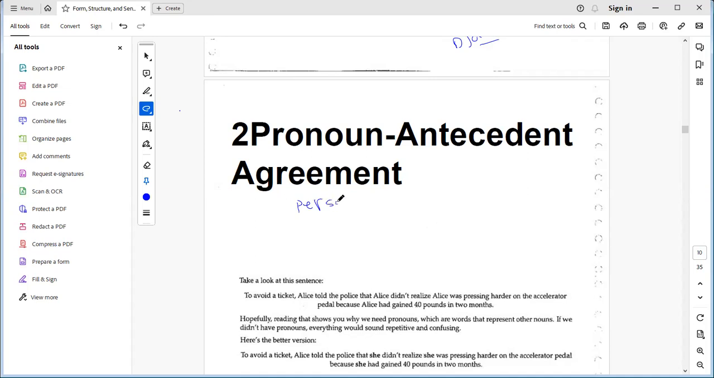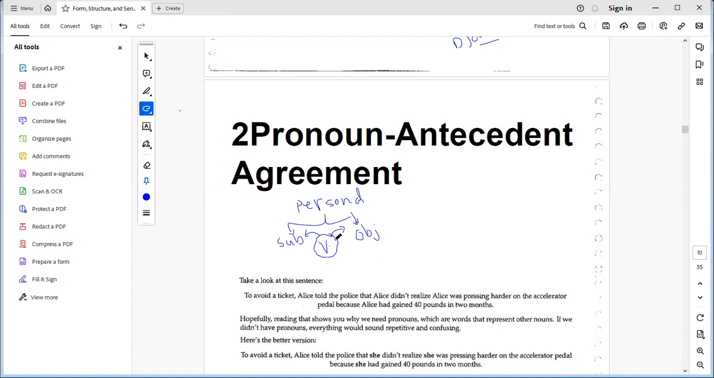So the personal pronoun is divided into two: subject pronoun and object pronoun. How can you differentiate between them? You're going to find a verb between them. What comes before the verb is a subject pronoun. What comes after the verb is an object pronoun.